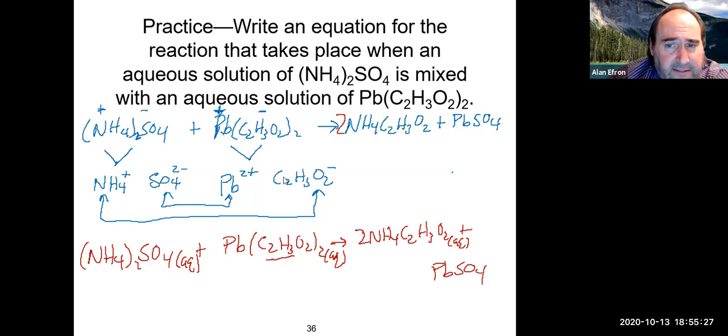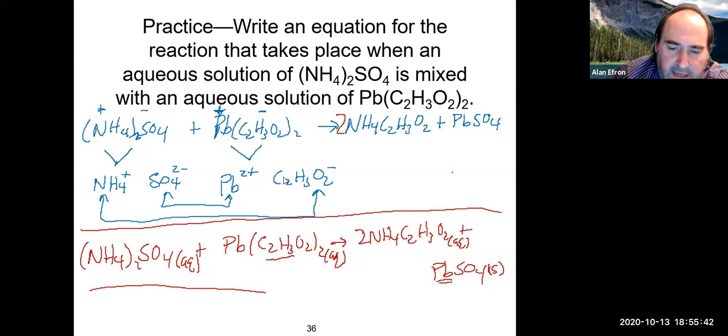And that leaves us sulfate. Sulfate is typically soluble, except for one of the exceptions would be our good friend lead here. And that will make a solid. And that would give us everybody here with their states and our properly balanced molecular equation. Any questions on that there?